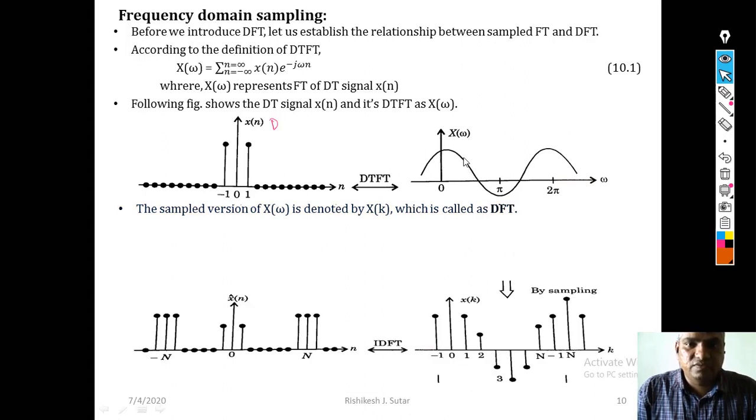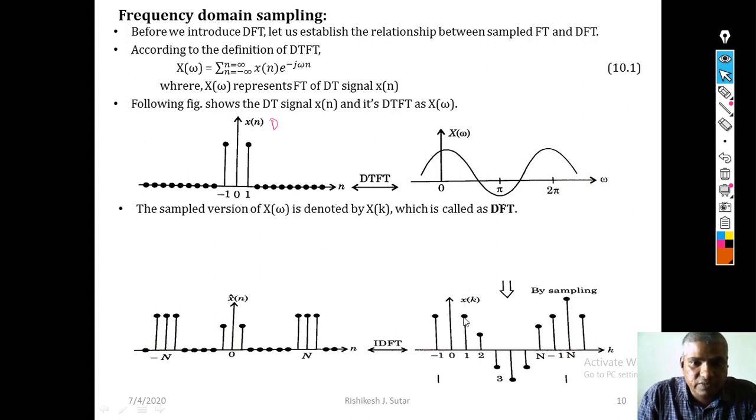So this X of omega, I have sampled it here, and after sampling, I have sampled it with the help of capital N number of samples in one period. So you can see here it is from 0, 1, 2, 3, 4 up to N minus 1. So I can sample one period with the help of capital N samples. Here I have sampled this X of omega and indicated that with X of k. Why it is indicated by X of k, we'll see further.